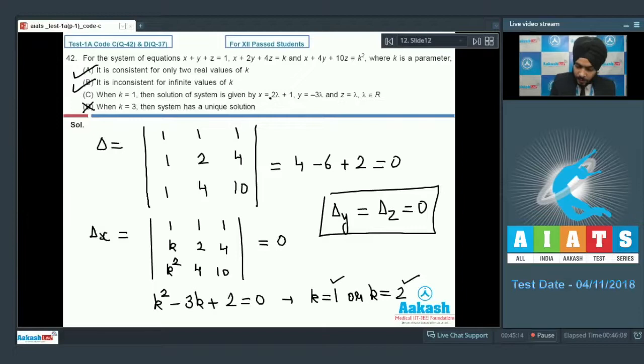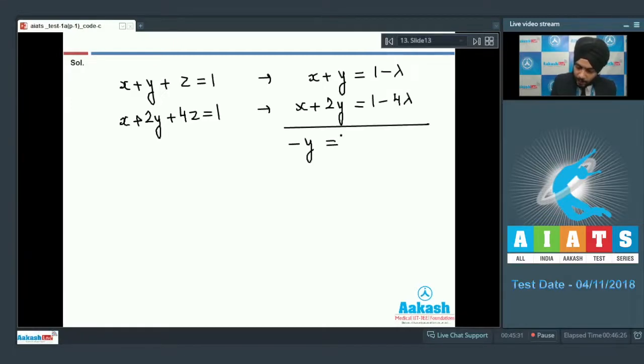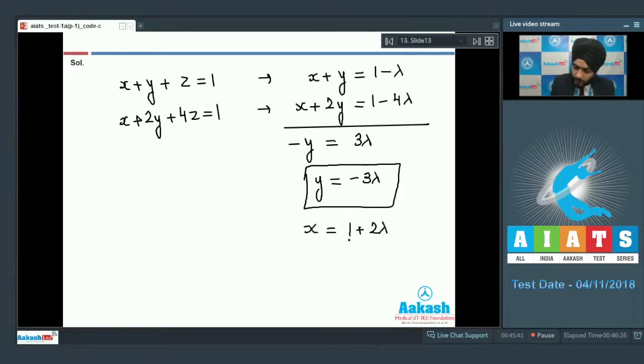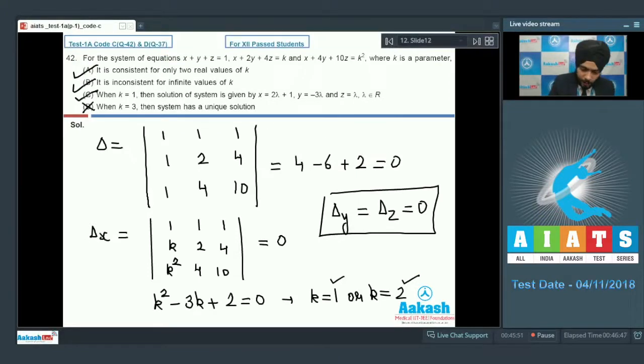Second equation: x plus 2y plus 4z equal to 1, because k is 1. You have x plus 2y as 1 minus 4 lambda. Subtract these two equations. Minus y equal to 3 lambda, y equal to minus 3 lambda, and also get the solution for x, which is 1 plus 2 lambda. So z equal lambda, y equal minus 3 lambda, x equals 1 plus 2 lambda, or 2 lambda plus 1, which is written over here. Absolutely correct. Options A, B, C are the correct choices for this particular question. This section is over. Now we will move on to the next section that contains integer type questions.